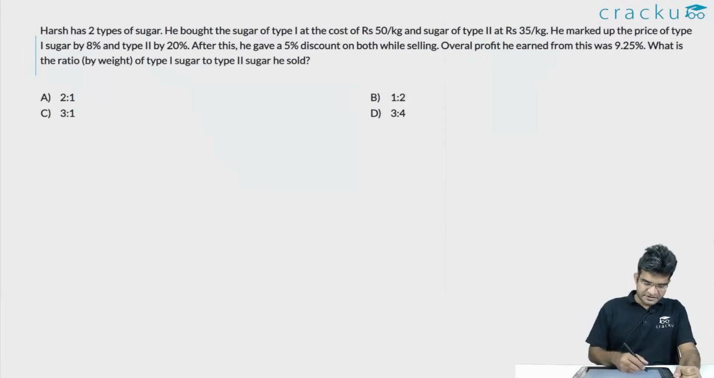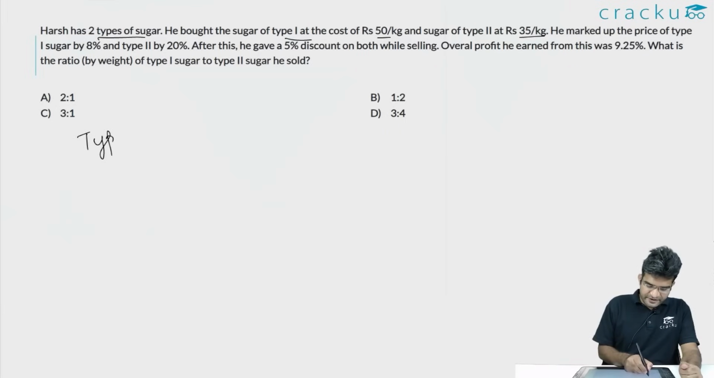In this question, it is mentioned that Harsh has two types of sugars. He bought sugar of type 1 at a cost of 50 per kg, and he bought sugar of type 2 at 35 per kg. So he has type 1 sugar, and the cost price is 50 per kg. And type 2 sugar costs 35 per kg.